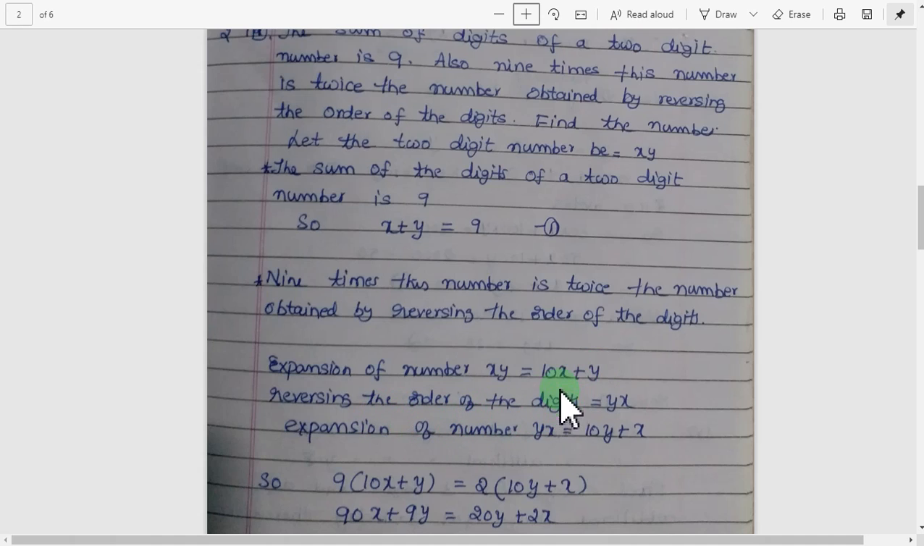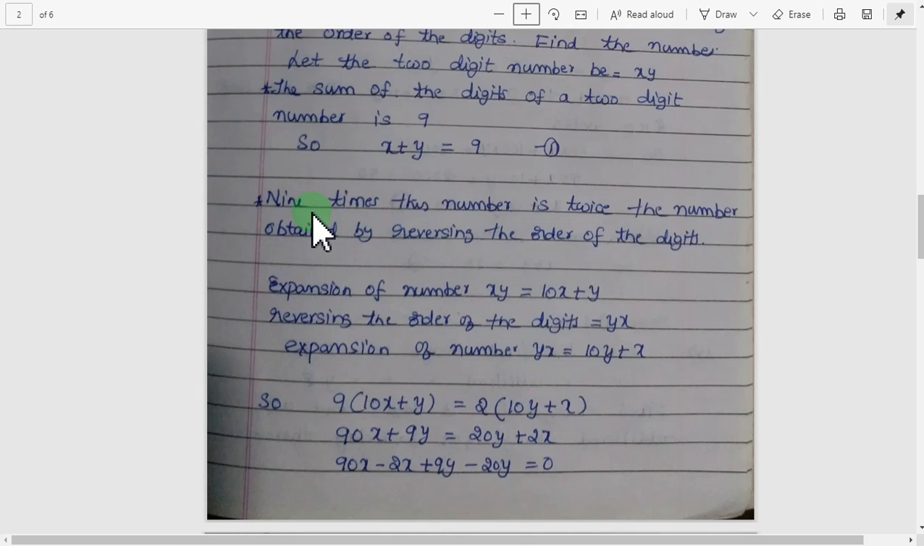Because it is given that 9 times this number is twice the number obtained by reversing the order of the digits, we need the reversed number now. Reversing the order of the digits means you will get yx. Y comes to the tens place, x goes to the units place. The expanded form of that is 10y plus x. So for this type of equation statement, we have to take the expanded form. Remember this.